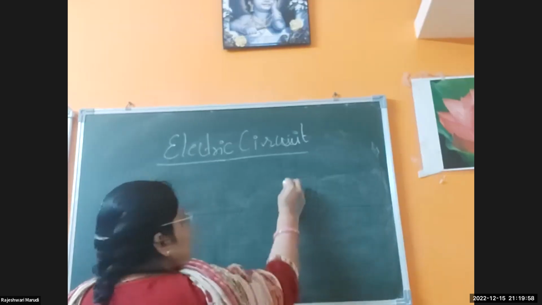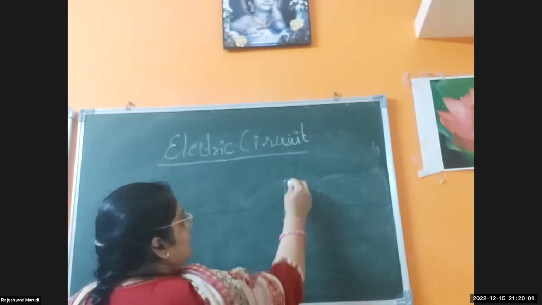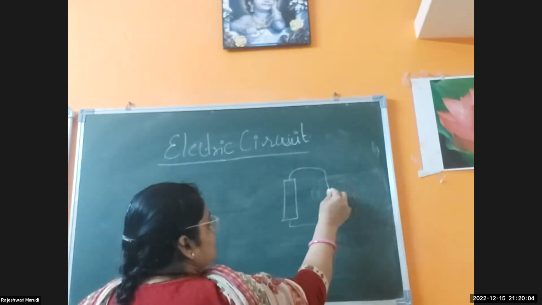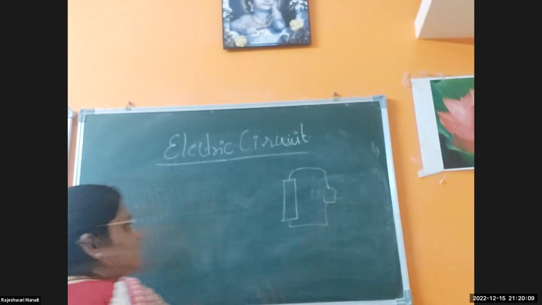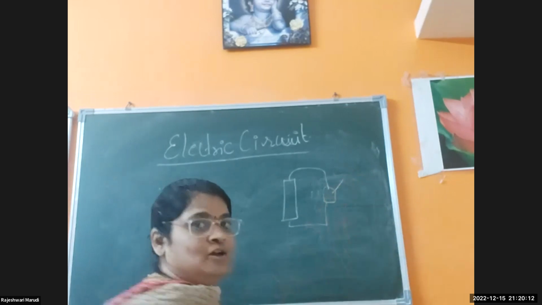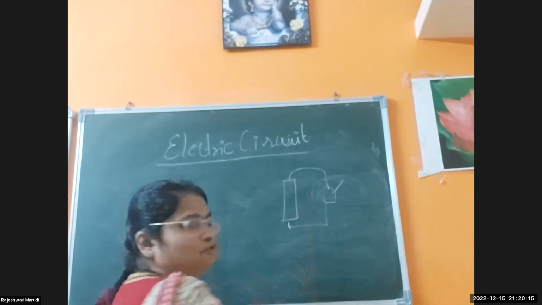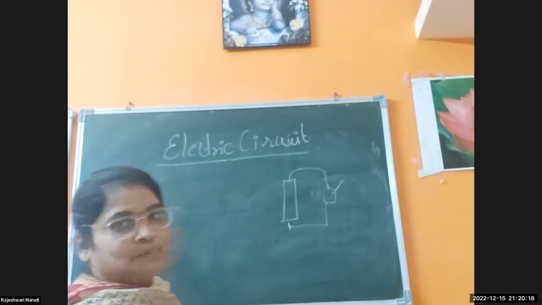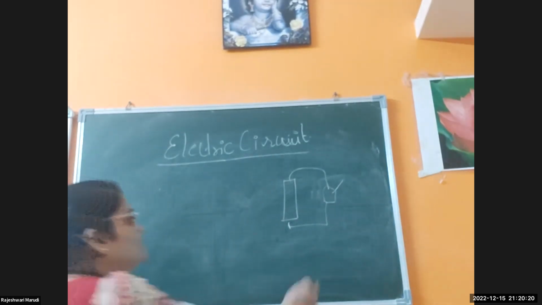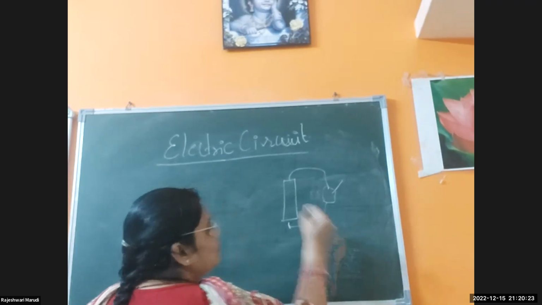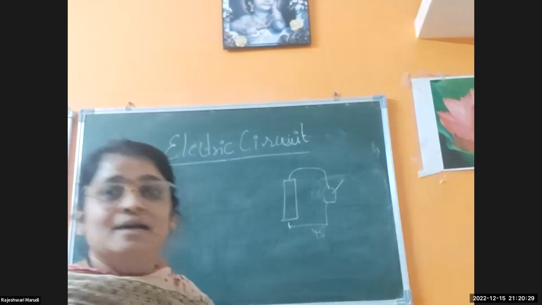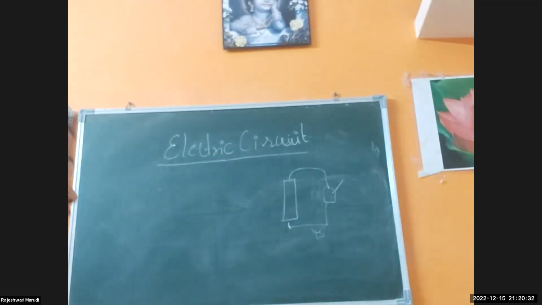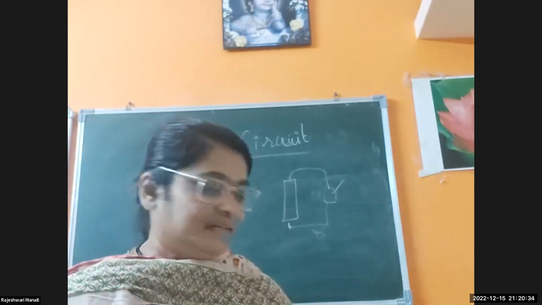Okay. See here, what you are doing is taking one cell and two wires, and these two wires are connected with the small bulb. When you connect this to the cell, the bulb will glow. If you remove the wire from any one terminal of the cell, the bulb will go off. This is an example of a simple electric circuit. So what is the meaning of an electric circuit then?